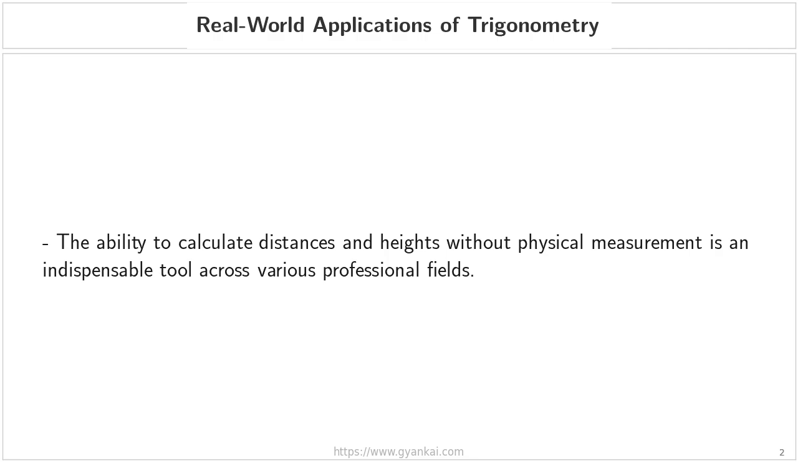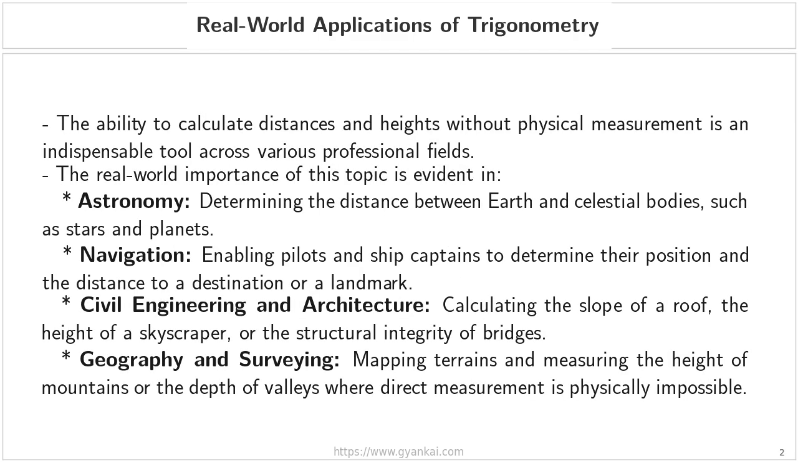Now that we have established the fundamental concepts, such as the angle of elevation and the line of sight, let us explore why these tools are so vital. The true strength of trigonometry lies in its ability to calculate distances and heights that are impossible to measure with a physical tool. This utility is evident across many professional fields. In astronomy, for example, we use these principles to determine the immense distances between Earth and celestial bodies, such as stars and planets. In the field of navigation, pilots and ship captains utilize trigonometry to determine their exact position and their distance from a specific landmark.